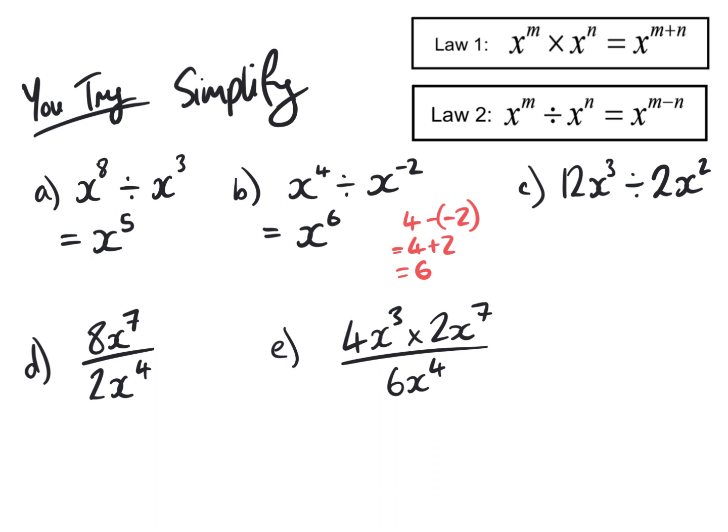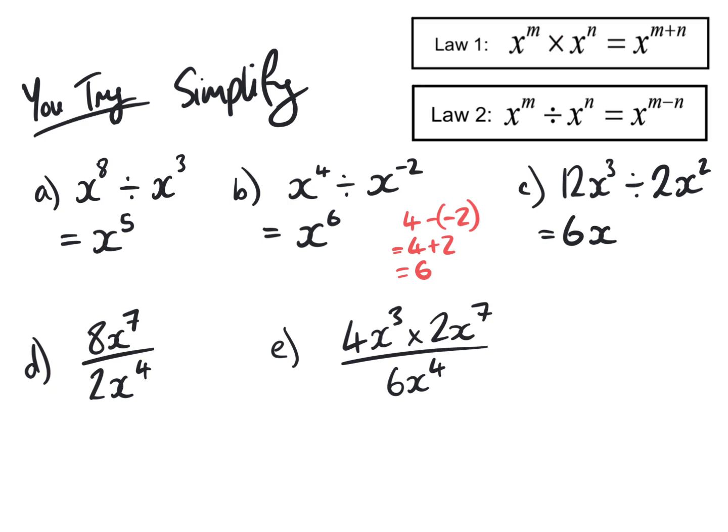The next question, part C, we're going to look at the 12 divided by the 2 first. So 12 divided by 2 is 6. And then we're going to do the indices part. So we've got x cubed divided by x squared. Well, 3 take away 2 is 1. So that's x to the power of 1. Now in this case, we don't actually write the 1 here. We would just leave it as x.